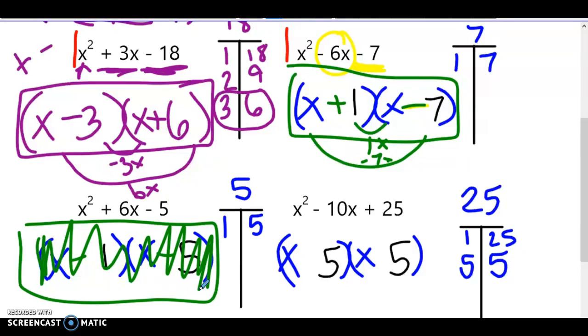Then, let's see, this one. A minus times a minus gives you positive 25. Good. Now, you might notice sometimes they don't write it like that. Do you see how it's x minus 5 and x minus 5? So I could actually write x minus 5 squared.